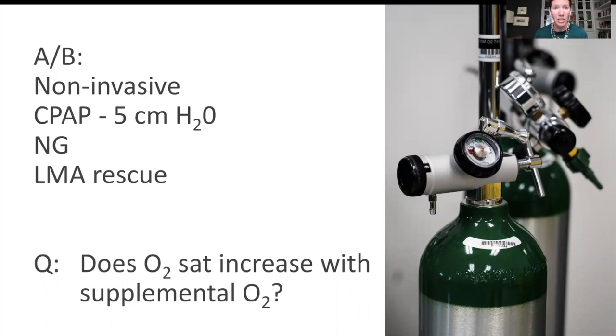So an 8 French NG set to low intermittent suction, because the distension of the stomach in small babies can really cause them a lot of respiratory issues. So decompress that stomach as soon as possible.